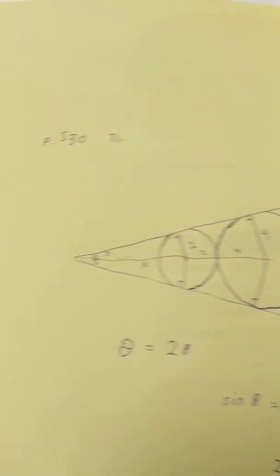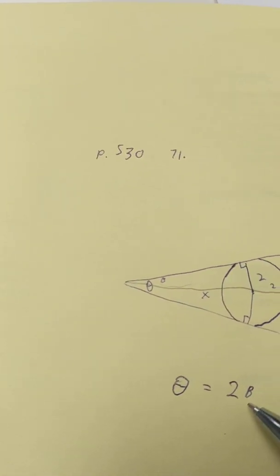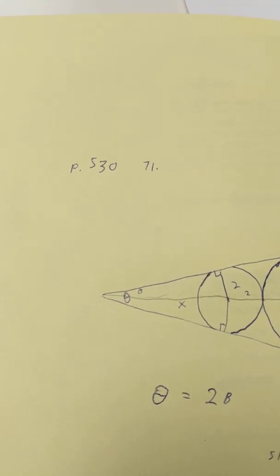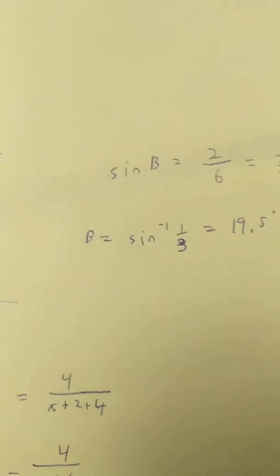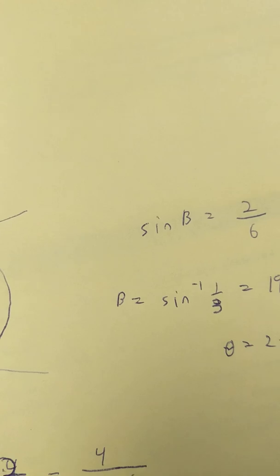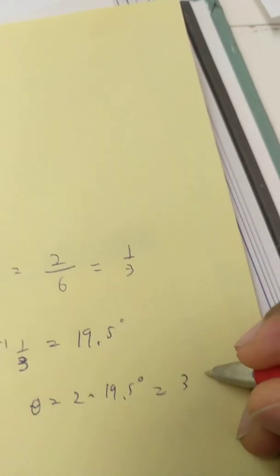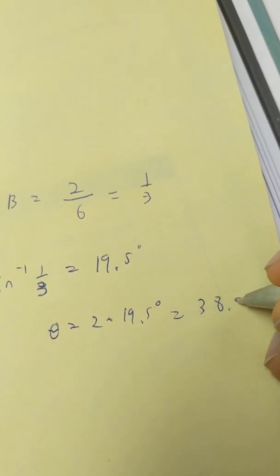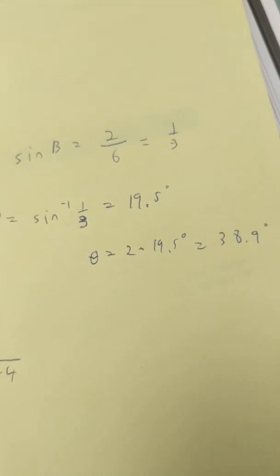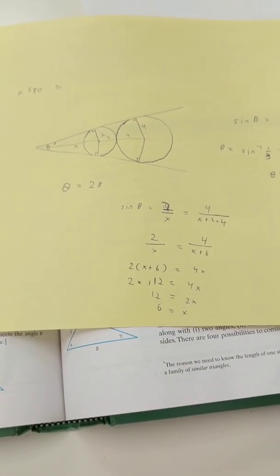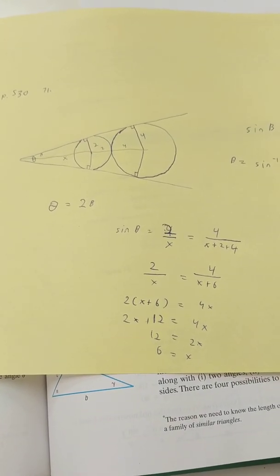And now, if I were to find out what theta equals, which is just 2 times beta, I end up with theta equaling 2 times 19.5 degrees, which equals 38.9 degrees. And that's how you solve page 530, question 71.